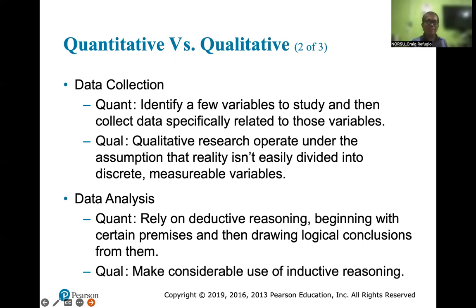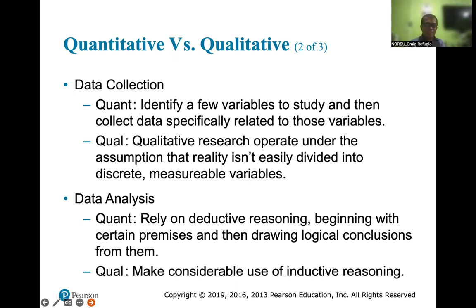For qualitative design, qualitative research operates under the assumption that reality is not easily divided into discrete, measurable variables. So our basic assumption in a qualitative study is that reality is not actually divisible into discrete variables or into measurable variables. And I defined variables already at the very beginning of our class.